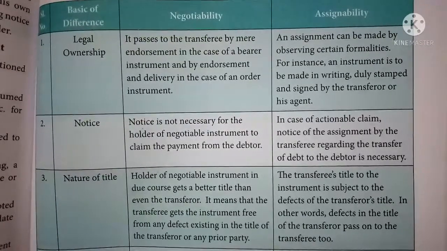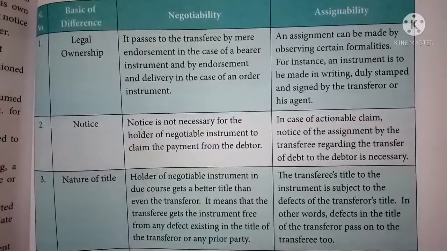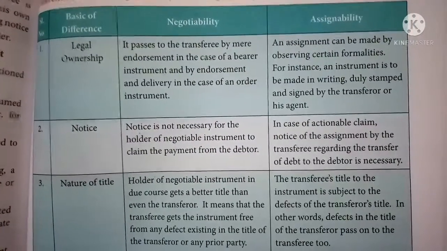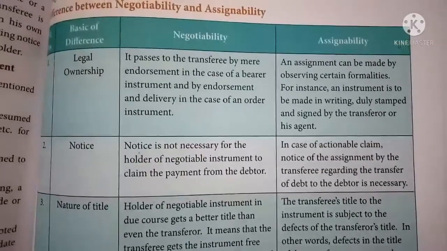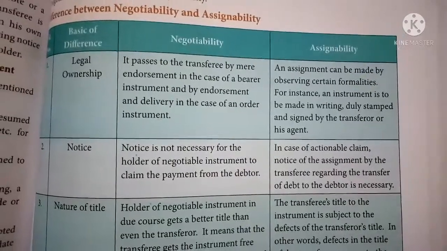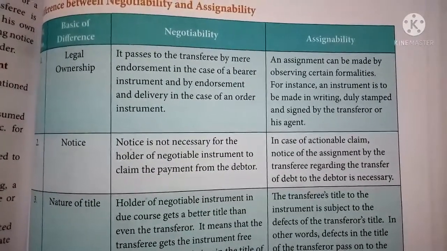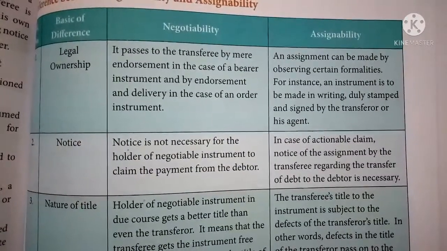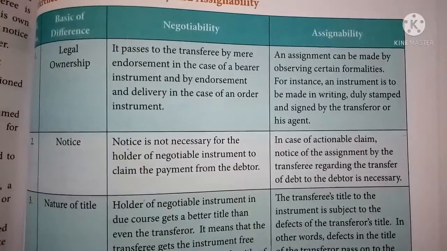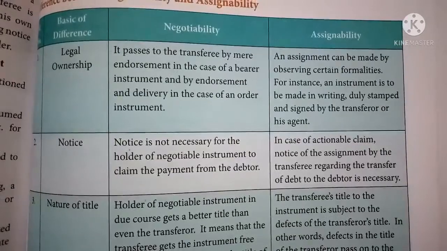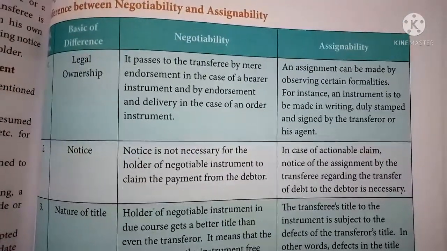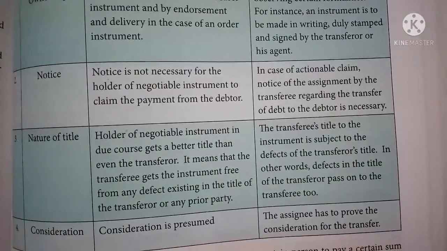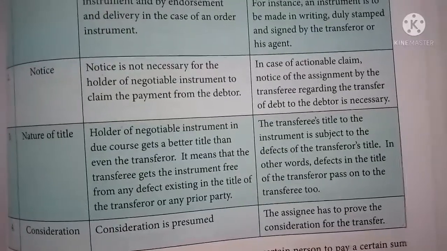From the notice point of view, notice is not necessary for the holder of a negotiable instrument to claim payment from the debtor, because the date of maturity and the date of drawing are mentioned in the instrument. Before the maturity date, the amount will be paid to the respective person. In the case of an actionable claim, notice of the assignment by the transferee regarding the transfer of debt to the debtor is necessary. So in assignability, for collecting the debt, it is necessary to send a notice to the concerned person.